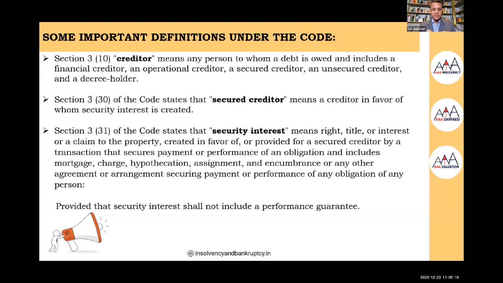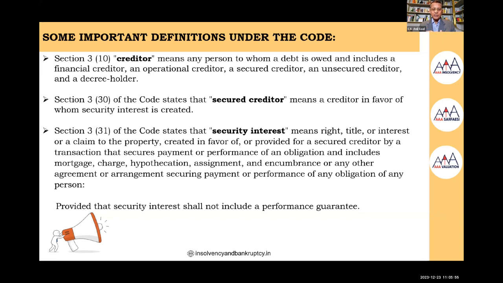The first definition is the definition given in section 3, subsection 10, and that is the definition of creditor. In this definition, four kinds of creditors have been defined. That means any person to whom a debt is owed, and includes a financial creditor, an operational creditor, a secured creditor, an unsecured creditor, and a decree holder. So basically, a decree holder is also a creditor. That is also very clear in this definition under section 3, subsection 10.